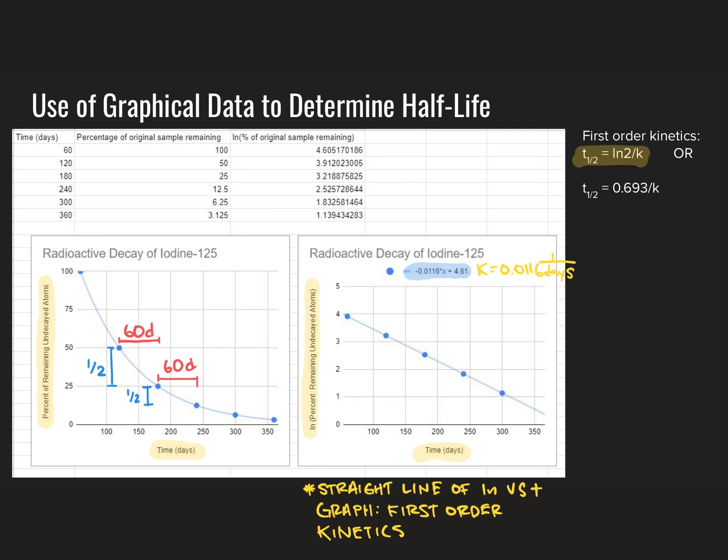So if you got the graph on the right on your AP test, you could find the rate constant k by using the idea that k is equal to the negative of the slope. Once you found k, you could then plug it into your half-life equation and solve for the actual half-life time of your particular isotope. So there are a couple of different ways we can manipulate graphical data in order to extract some useful information that the AP test might be looking for.